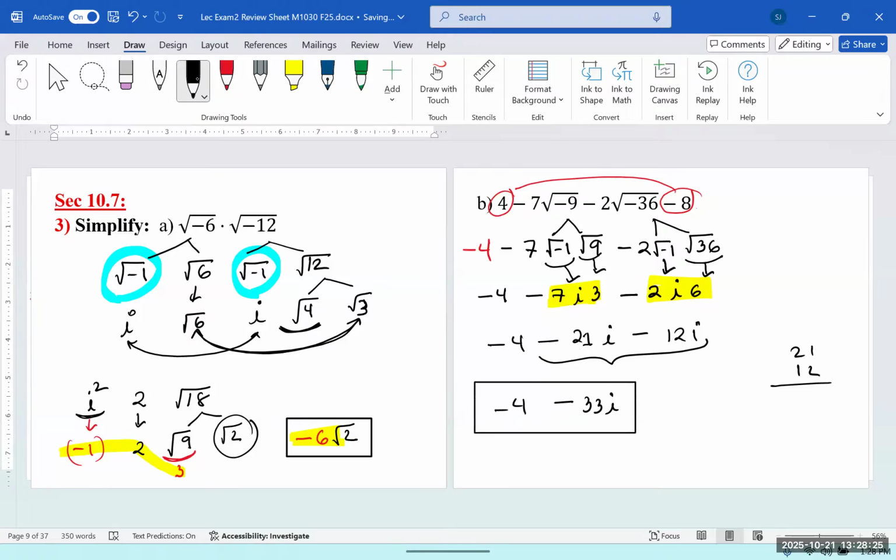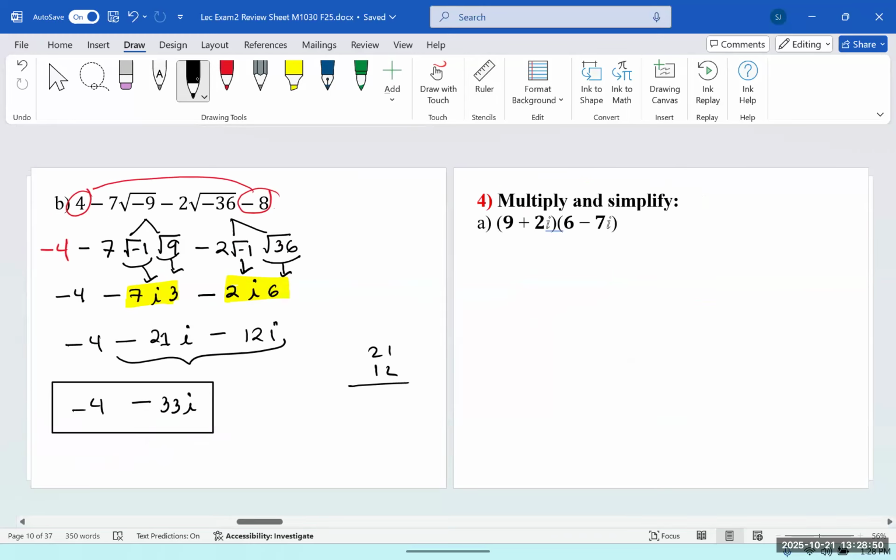Did you guys notice that I posted the review sheet on Brightspace? And did you also notice that the questions have answers on the back, on the second page? The first page is the review sheet, the second page is the answer. Any question? No?